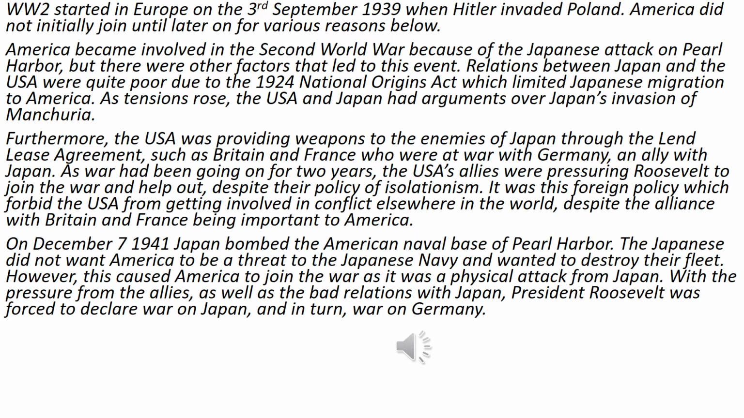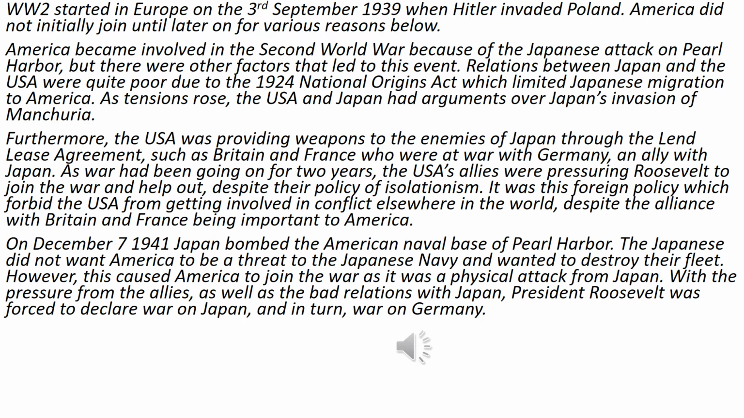World War II started in Europe on the 3rd of September 1939 when Hitler invaded Poland. America did not initially join until later on for various reasons below. America became involved in the Second World War because of the Japanese attack on Pearl Harbor, but there were other factors that led to this event.